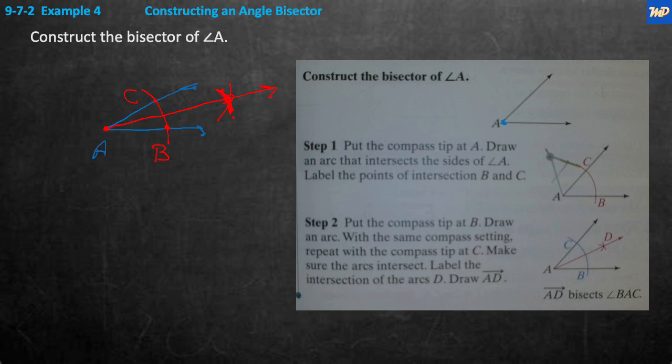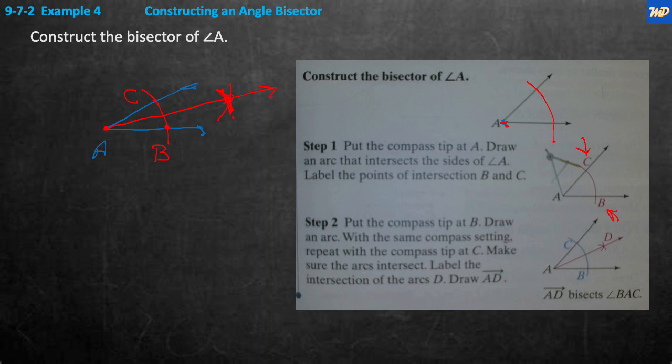So I'm going to read this to you now. Step 1: put the compass tip at A. We did that. Draw an arc that intersects the sides of angle A. That means draw that arc like that. And then it says label the points B and C. Well, here they are, B and C. They're labeled. That's the arc I just drew here. Put the compass tip at B and draw an arc.